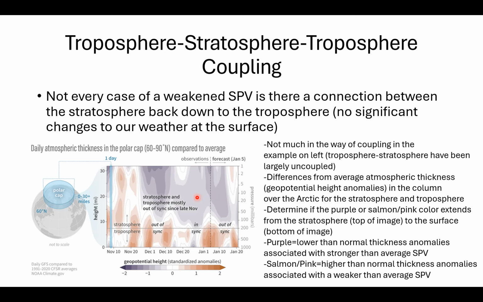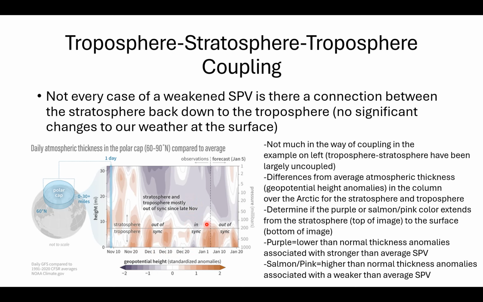These are showing differences from average atmospheric thicknesses, or geopotential height anomalies, with the purple and grayish colors indicating below normal height anomalies, and these peach colors indicating above normal thicknesses or height anomalies. Okay. Now, really, we'll determine if the purple or the salmon or pink colors extend from the stratosphere up here. Do they extend all the way down to the surface here at the bottom of the image?